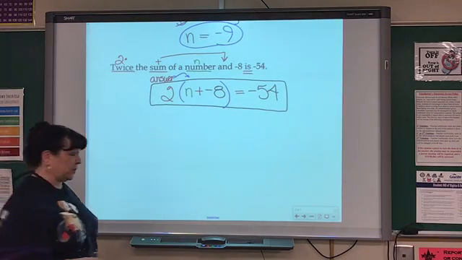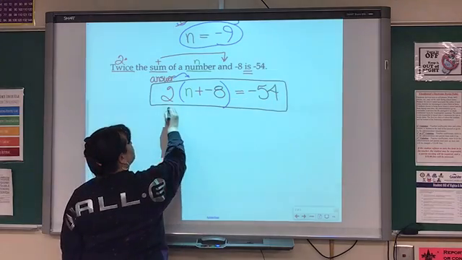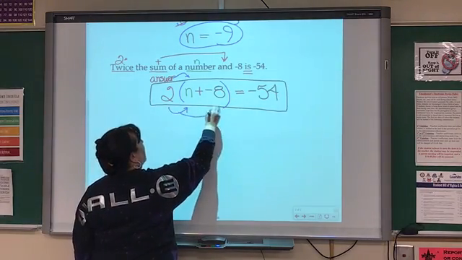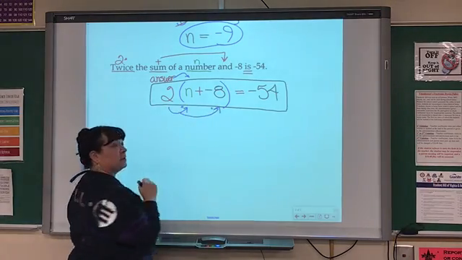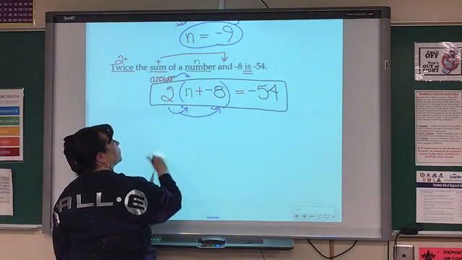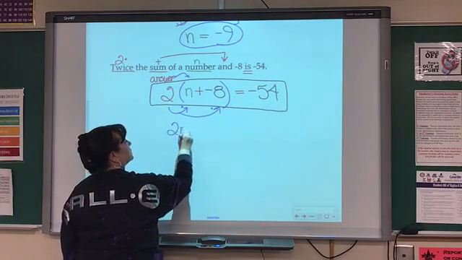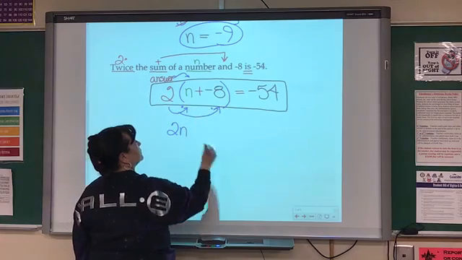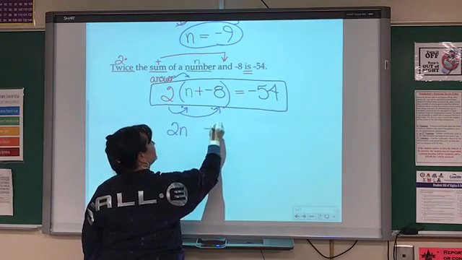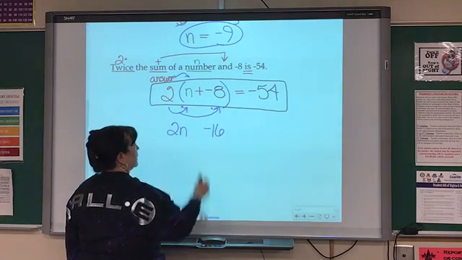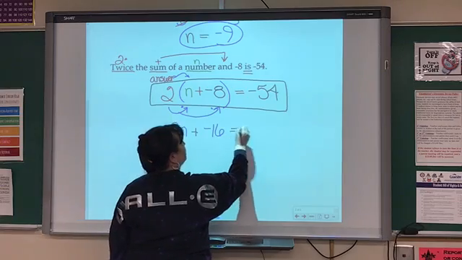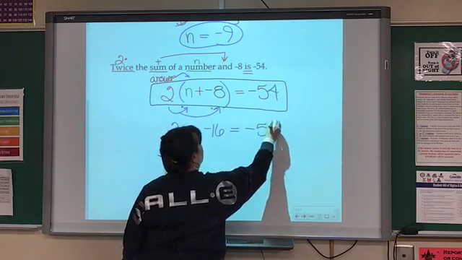We do have distributing. We are going to distribute, and that means we multiply: the product of 2 and n is 2n. The product of 2 and negative 8 is negative 16. We have an addition, and it's going to equal negative 54.